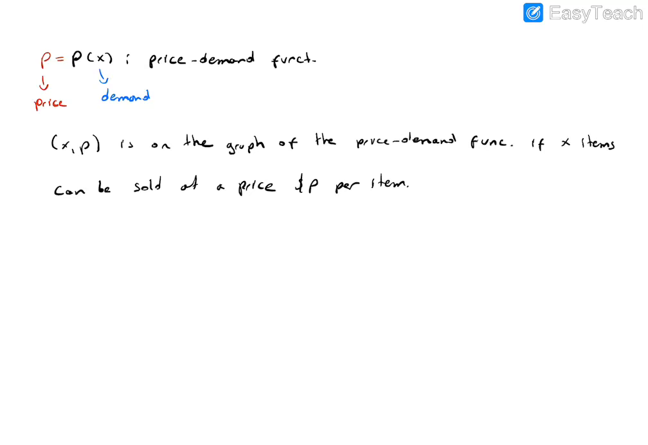Normally a reduction in the price p will increase the demand x. It is logical. So the graph of the price demand function is expected to go downhill as you move from left to right. So generally, our price demand equation will be like this one.